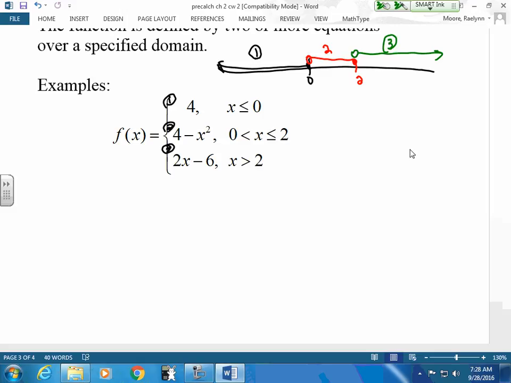An easy way to do this is look at your domains. If you struggle with this, separate your domain and then say, okay, I'll take the first one. I'll use that. Here's my first equation. Make an XY table. I'm using all these negative numbers up to 0. So I'm just going to say -3, -2, -1, 0.